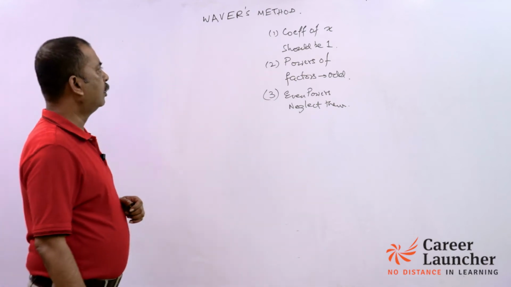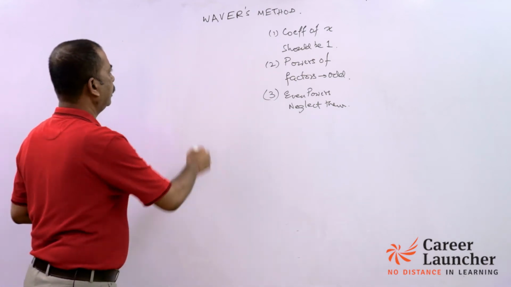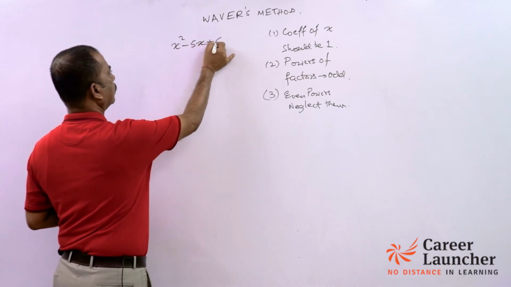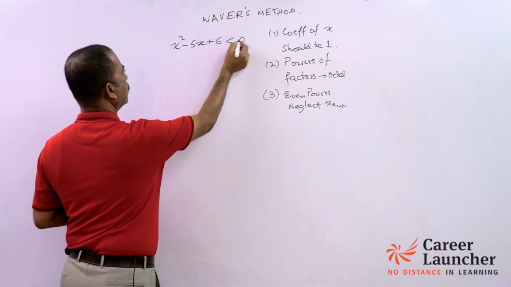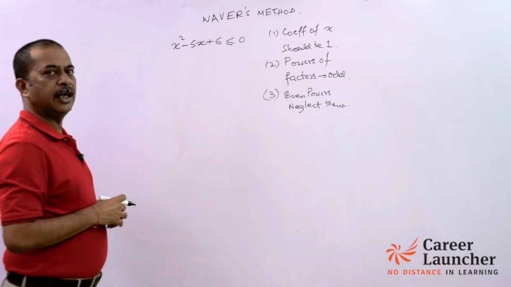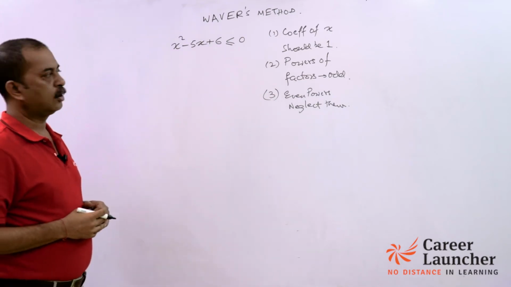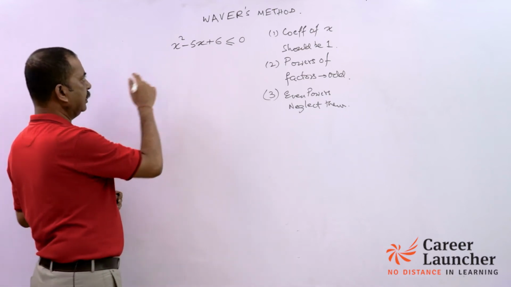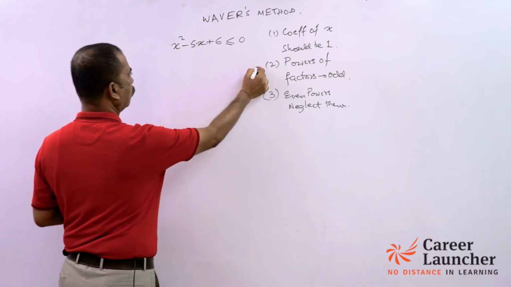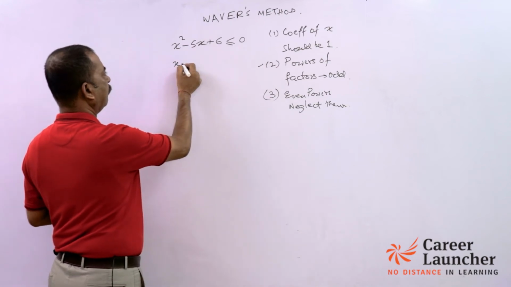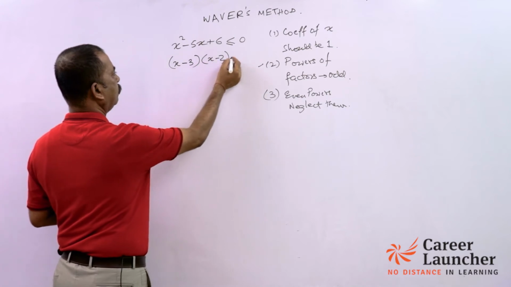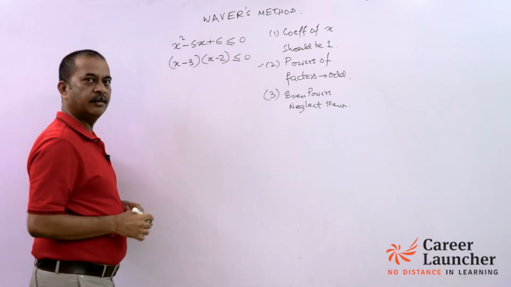Right? So let's take a case where I'm saying x square minus 5x plus 6 is less than or equal to 0, right? I need to find the range of x. So what are the possible values of x which will satisfy this equation? Now what the Wavy method says, first we need to get the factors. So I will factorize this into x minus 3 into x minus 2, which is less than or equal to 0, right?